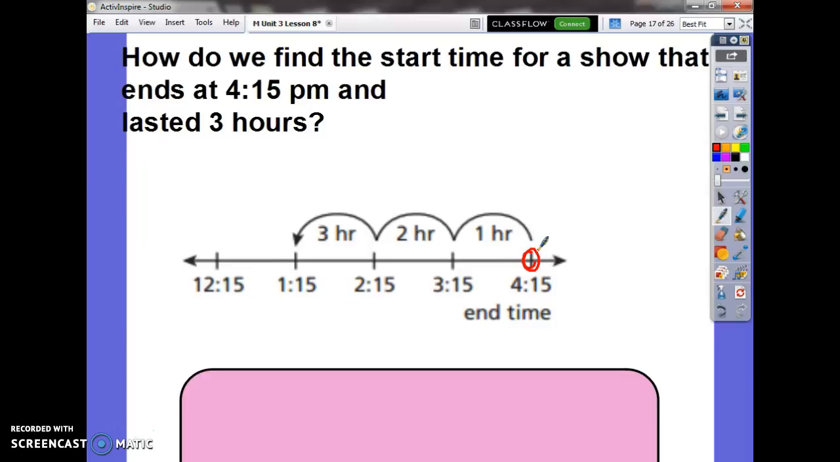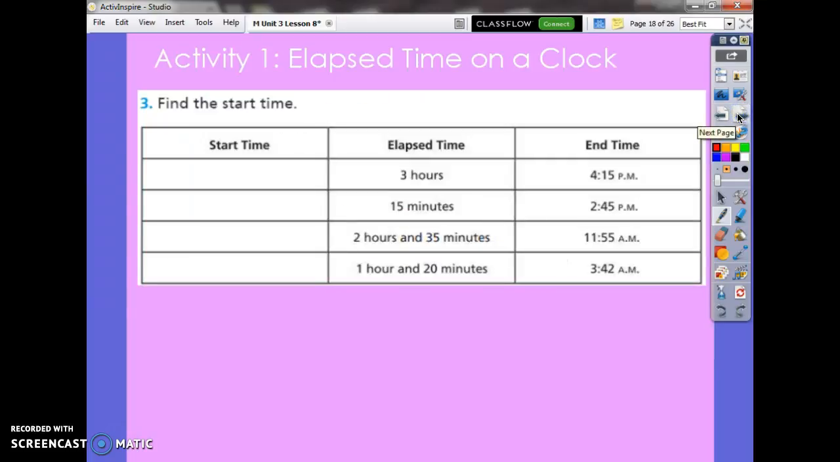All right? It lasted 3 hours, which means 3 hours ago it started. If something ends at 4:15 and it was 3 hours long, it started 3 hours ago. So if I go backwards 3 hours, I'm going to find my start time. And my start time would probably be 1:15 p.m. because it's a show and I'm probably not in the morning, so it's P.M. So my start time would be 1:15 p.m. And that's just a quick little brain teaser.